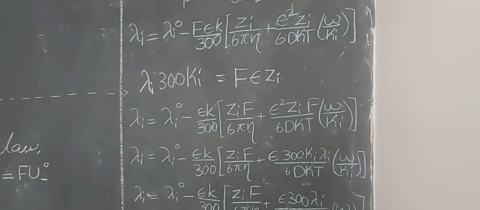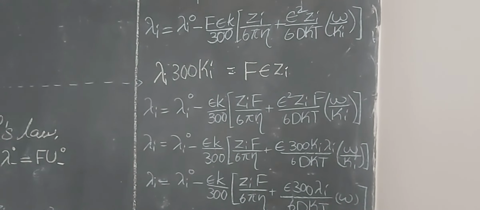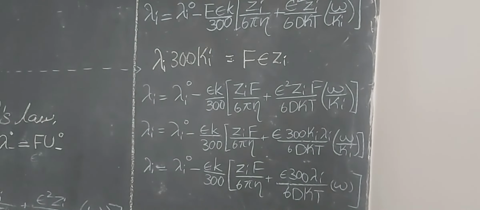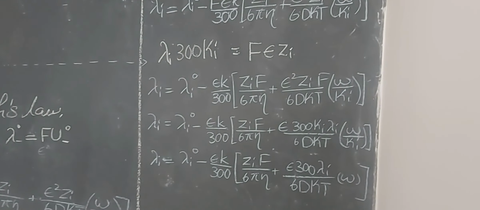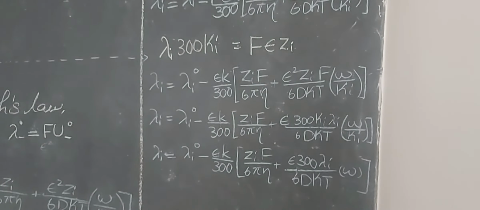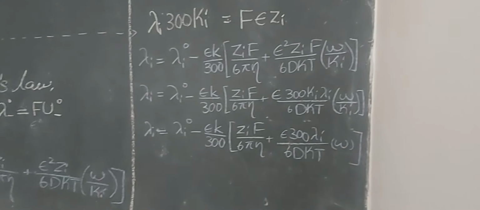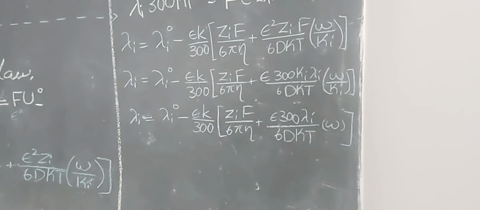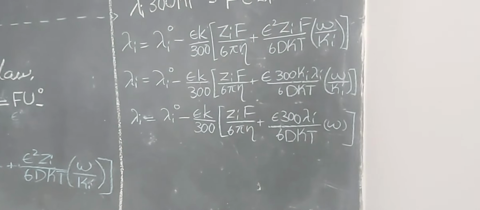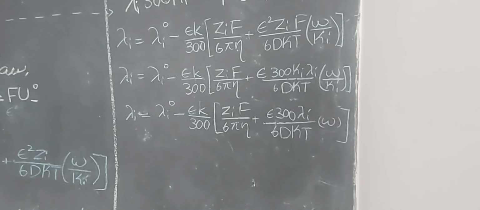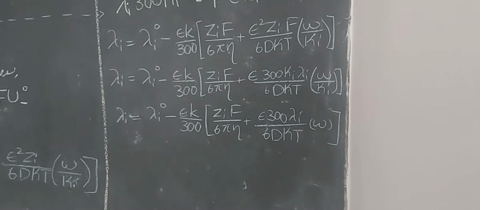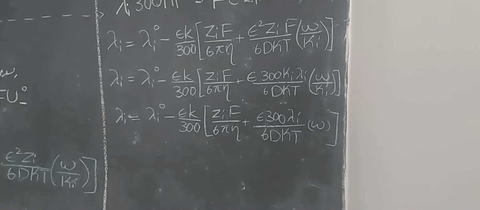So I am inserting the value of f epsilon z_i in the term. So I am getting epsilon 300 kappa_i lambda_i divided by 6 d kappa T into omega by kappa_i. This kappa_i will get cancelled. So at last we will get this equation, lambda_i equal to lambda_i naught minus epsilon k divided by 300 into z_i f divided by 6 pi eta plus epsilon 300 lambda_i divided by 6 d kappa T into omega.